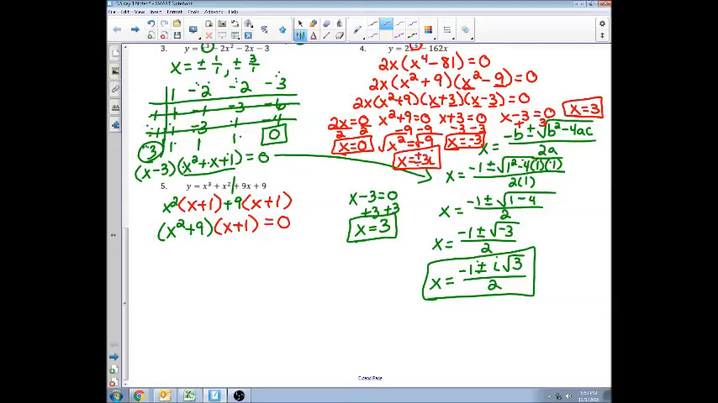Now we've talked about this a couple different times. This x squared plus 9 is not the difference of two squares, so there's no way for me to factor it. So I'm going to go ahead and set that equal to 0. I'm also going to set x plus 1 equal to 0, which is easier to solve.